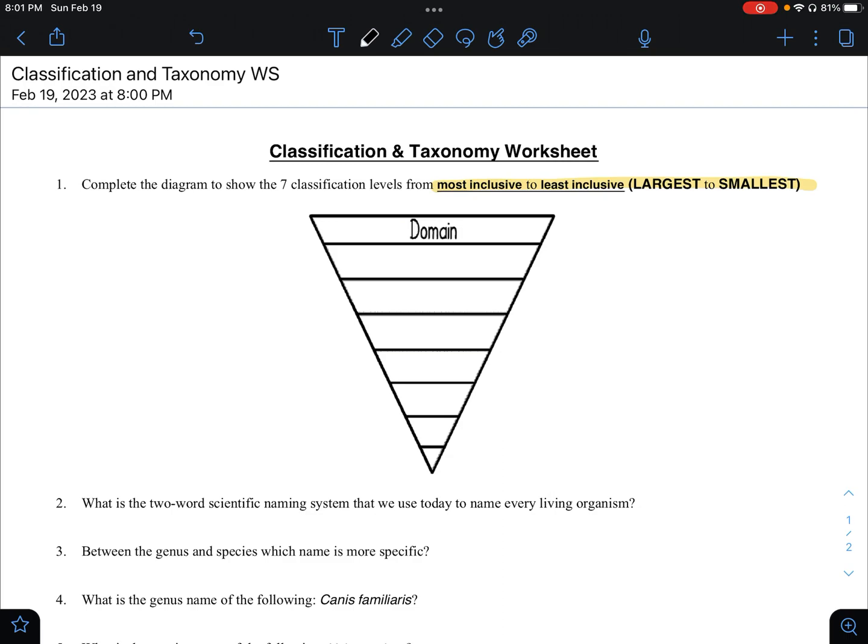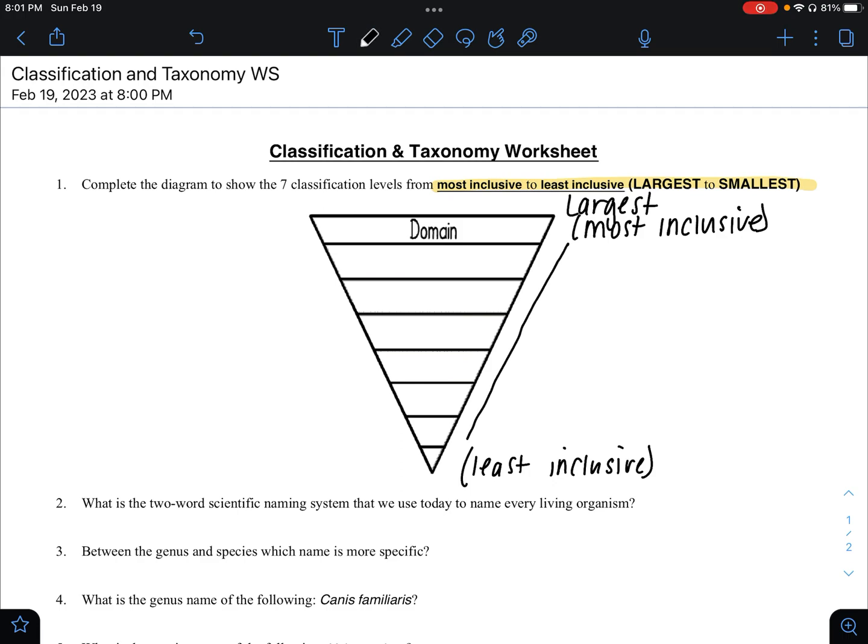So let's label, okay? This is going to be the largest, right? That's pretty obvious because it's the largest piece of this little diagram. The largest is up top, and that is also going to be the most inclusive. This group includes the most, so of course it's going to be largest. And as you come down here, it is going to be least inclusive because it's only going to include 1. You should know 1 is less than many, so it makes sense that down here is least inclusive. Okay?